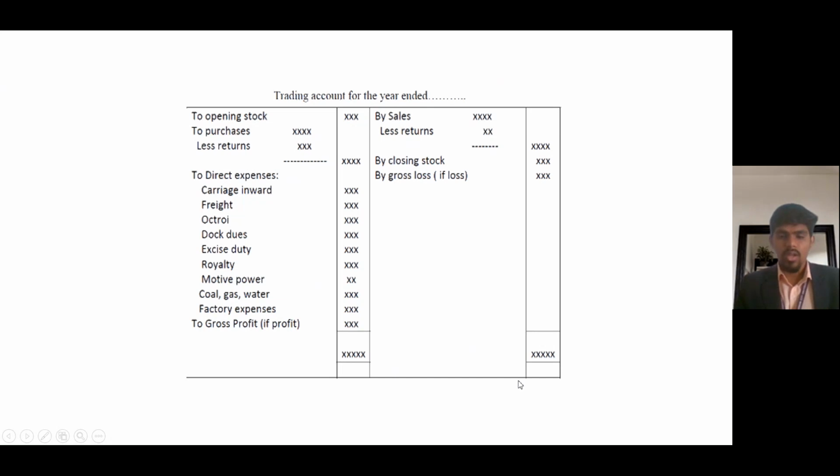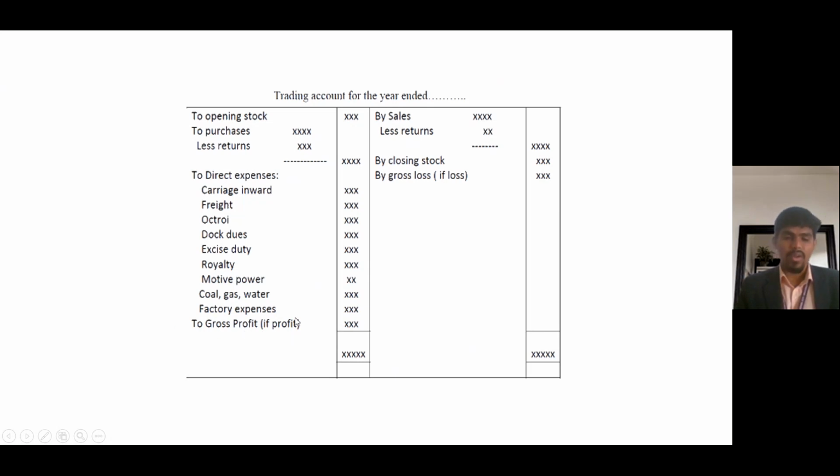After all, we will total it. Whichever side has the higher value, we take that total on both sides. For example, if the credit side is more and the debit side is less, the same total will be taken on both sides, and we deduct the values from this total. Whatever value remains will be called the gross profit.